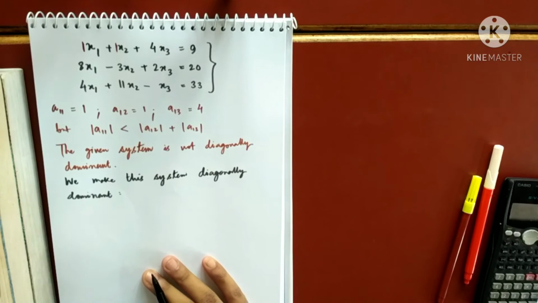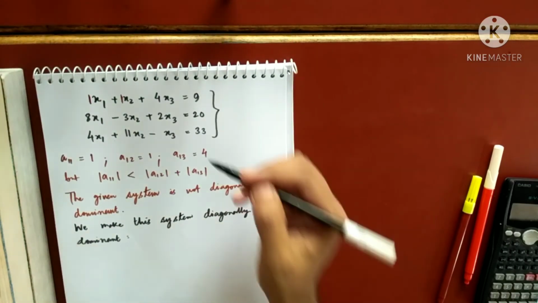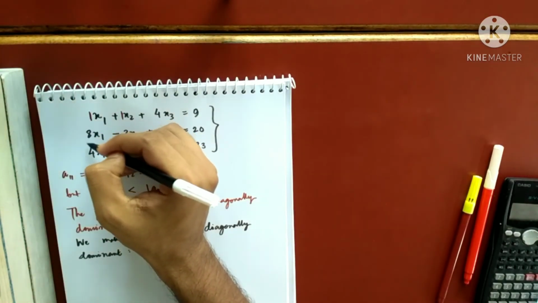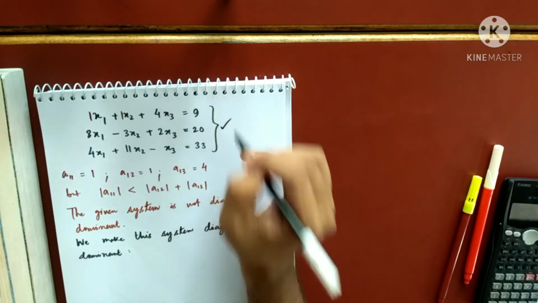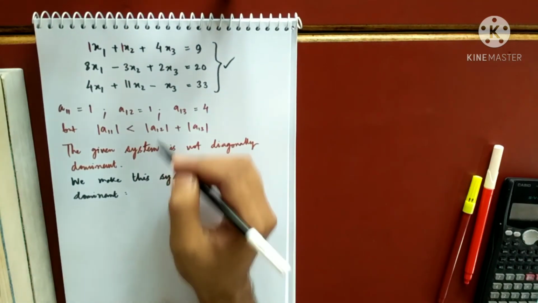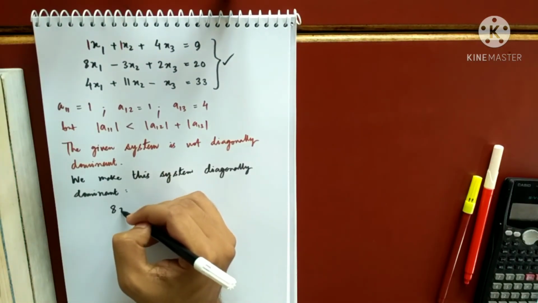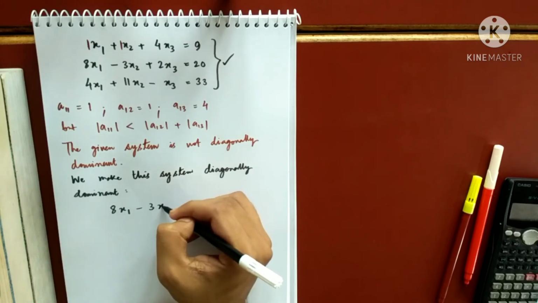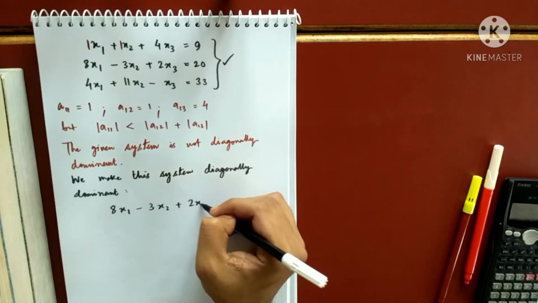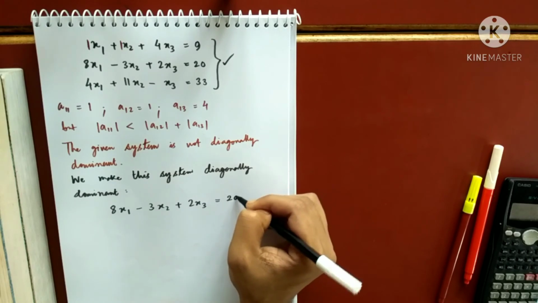How can I make this system diagonally dominant? You see here, because I am seeing a big number here, I will write this as the first equation, 8x1. I'll exchange their places in simple words. You see, I have exchanged the place.